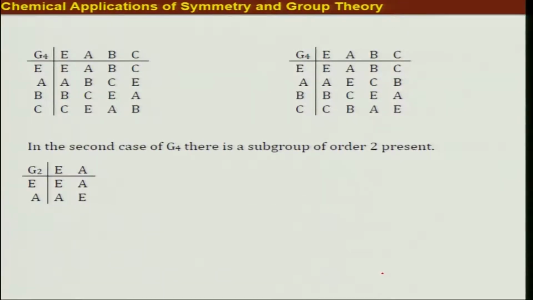So here we will look at some other group multiplication tables, that is G4. On your screen you have two different sets of group multiplication tables for a group having order 4, that is 1 and here is 2.